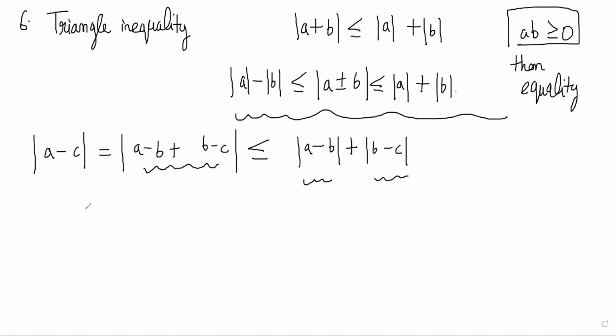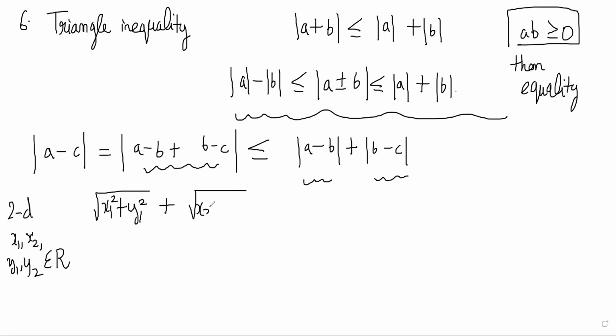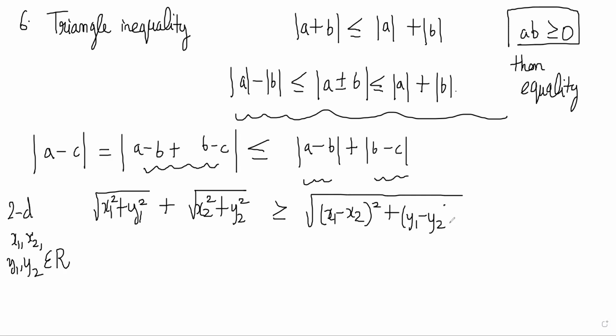And finally, we look at the two-dimensional version of this triangle inequality. We can say for any real numbers x1, y1, x2, y2 belonging to the reals, we can always say that root over x1 square plus y1 square plus root over x2 square plus y2 square will be greater than or equal to root over x1 minus x2 whole square plus y1 minus y2 whole square. So this is a 2D version of the triangle inequality.